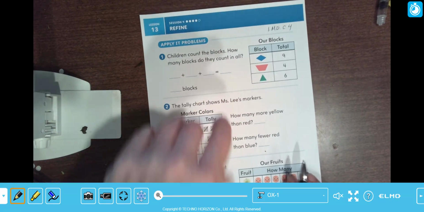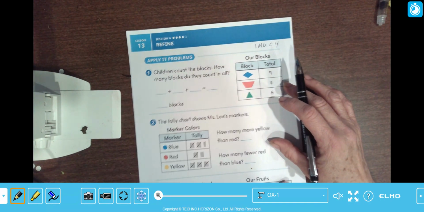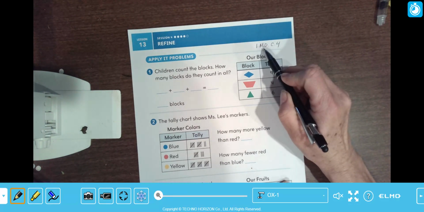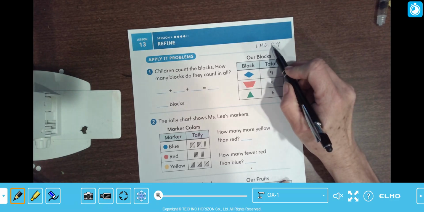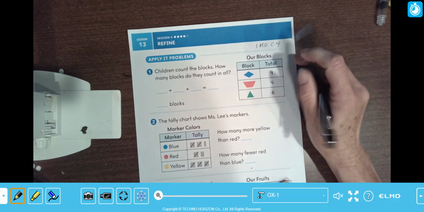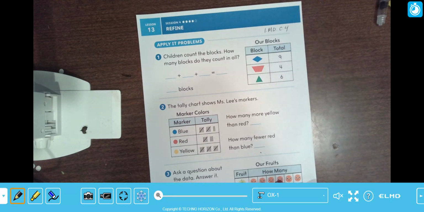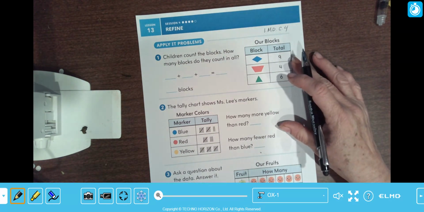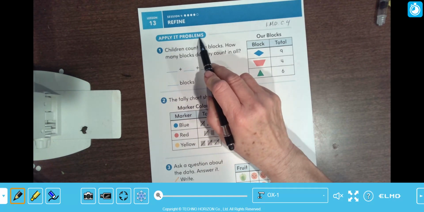All right, when you find this page, I'm going to tell you that this page is about standard 1, which is for first grade, MD, which is for measurement and data, part C4, which is about answering questions about data or information. So here, asking and answering questions. So here we go. Apply it problems.